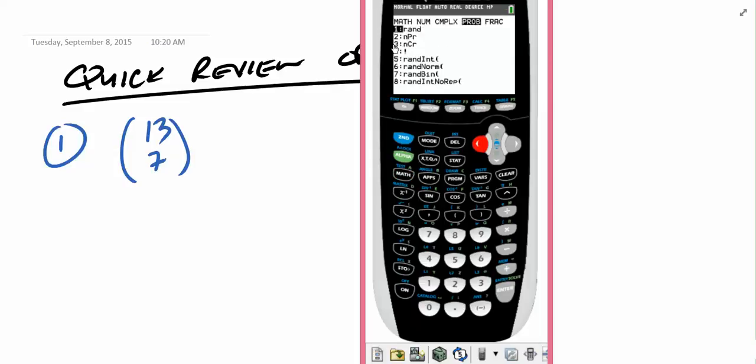we want option number 3, and we want 13 choose 7, and we get an answer of 1,716. Oh, sorry, 13 choose 7. Did I say 10? Sorry. Yeah, 13 choose 7. I got 1,716. You guys get the same thing? Yeah. All right, sweet.